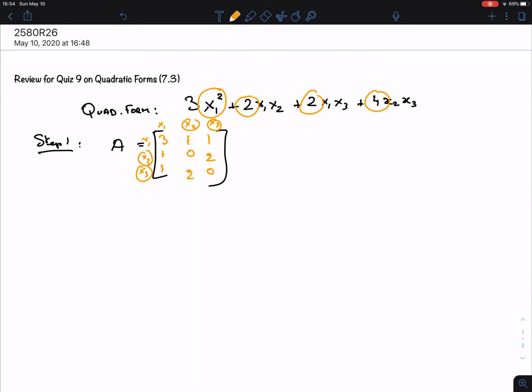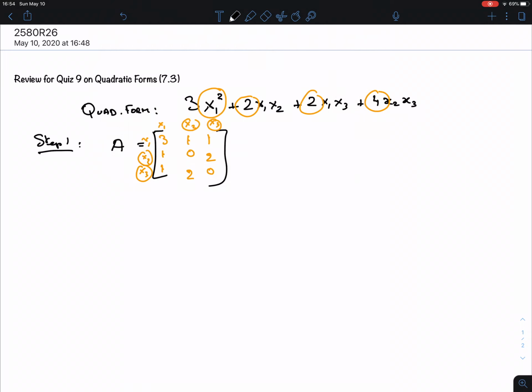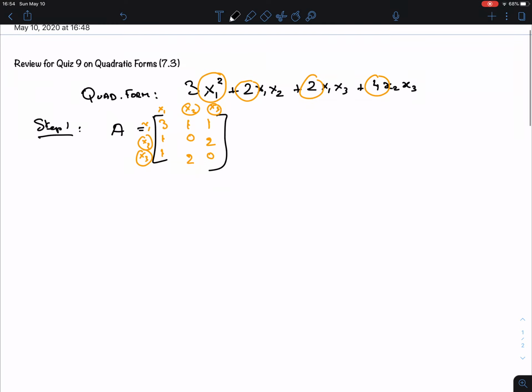Okay, so I gave a quadratic form, I should have formulated the question. The question is: find the change of variables so that this quadratic form becomes, without cross terms, a diagonal quadratic form. All right, so that's step 1, we have the matrix.